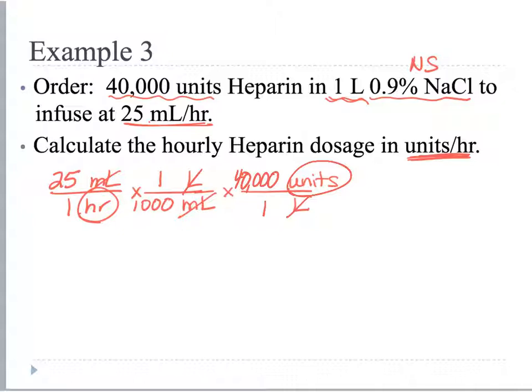So now I just need to do my calculation. So 25 times 40,000 divided by 1,000 is going to give me 1,000 milliliters per hour. Okay, so when I do my calculation, I just want to start with the rate that I have and then convert that over to the rate that we need.